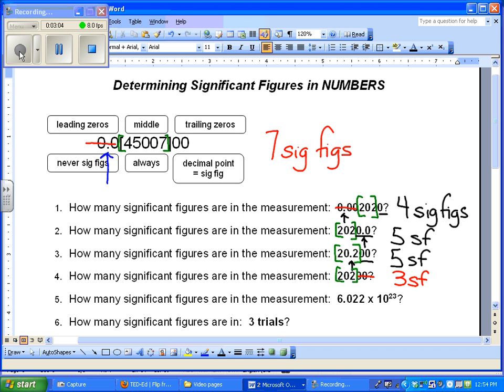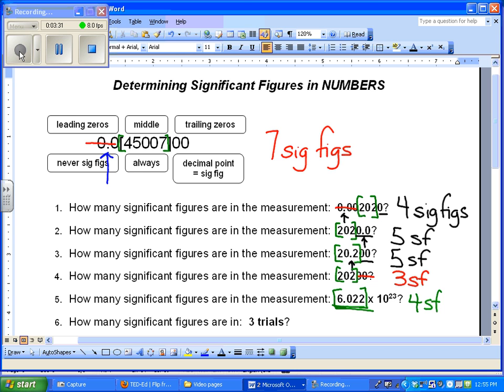When you have scientific notation numbers, they're really very easy. The scientific notation numbers, anything to the left of the times 10 is going to be counted. So in this instance, we have 4 sig figs. Okay? So in scientific notation numbers, just count everything in front of the times 10.